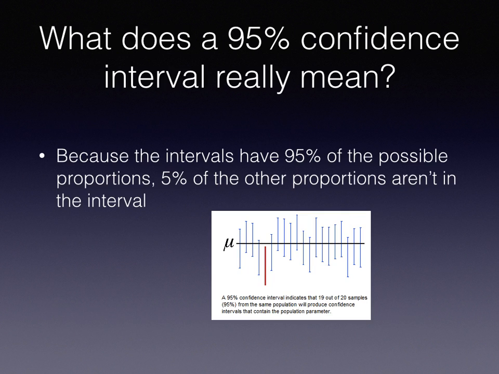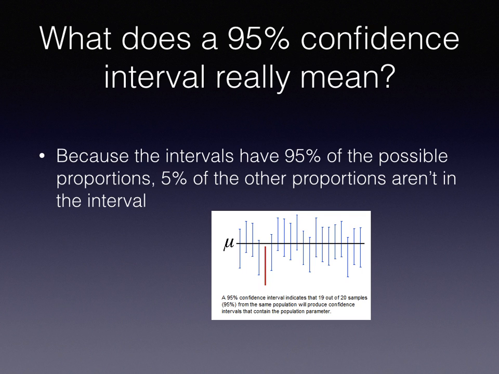So, what does a 95% confidence interval really mean? Because the intervals capture 95% of the possible proportions, 5% of the other proportions aren't in the interval. We have this little picture here. You see that a lot, where that U right there represents the true proportion, and each of these little bars represents an interval.